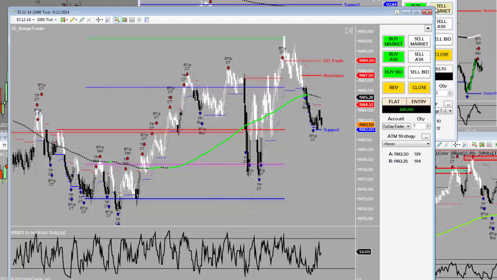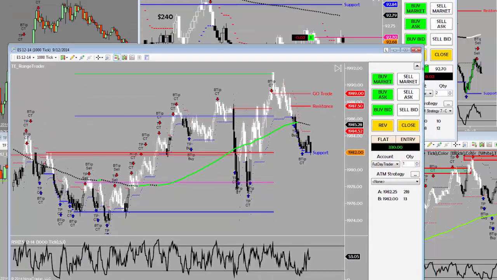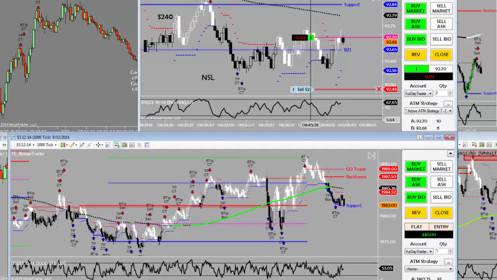Joss asking about can these be used? Yeah, these can be used on any time frame, gang. Doesn't matter. Any market, any time frame.